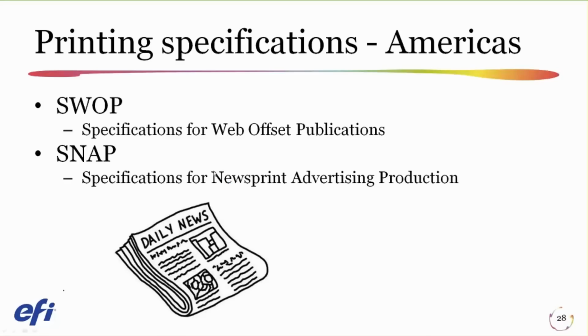SNAP is the specification for newsprint advertising production. This is the color specification for newspaper. Now you can imagine the color specification for newspaper, SNAP, is going to be different than SWAP because we can get much more brilliant colors on SWAP reproduction than we can on SNAP. The grade of the media is lower for newspaper. You can't get that bright canary yellow that you can when you try and print SWAP specification.